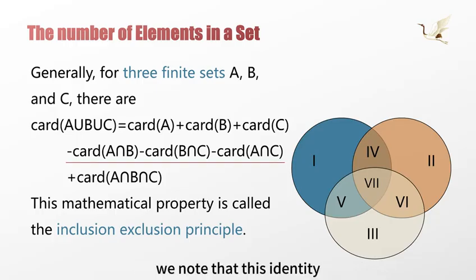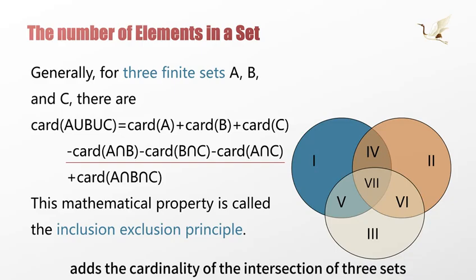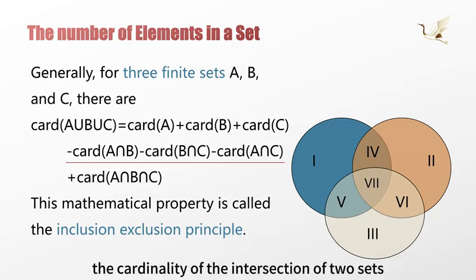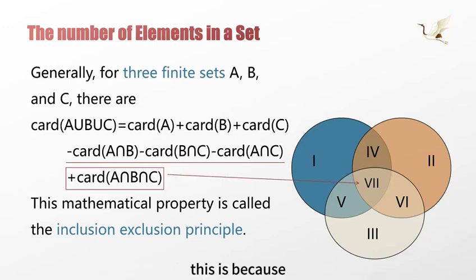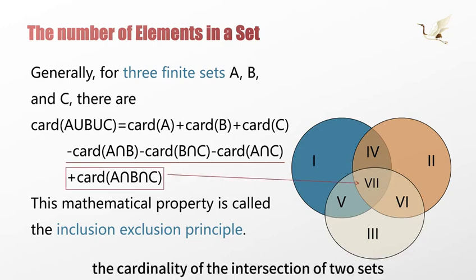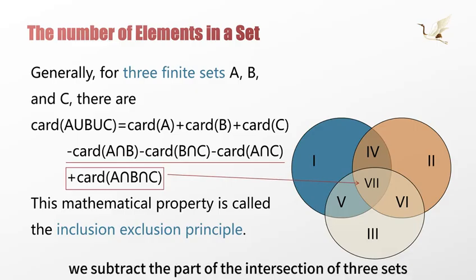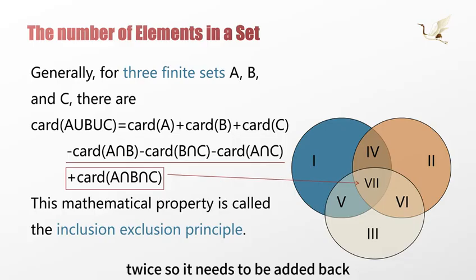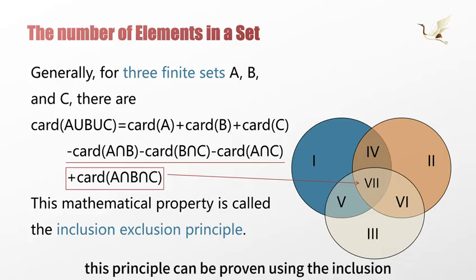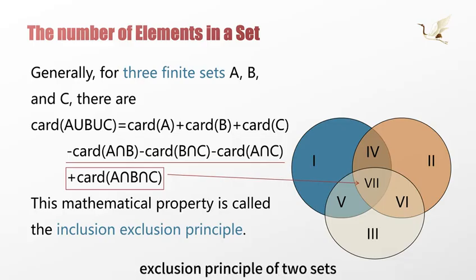We note that this identity adds the cardinality of the intersection of three sets after subtracting the cardinality of the intersection of two sets. This is because in the process of subtracting the cardinality of the intersection of two sets, we subtract the part of the intersection of three sets twice, so it needs to be added back. This principle can be proven using the inclusion-exclusion principle of two sets. Students who are interested can try the process of deriving the proof after class.